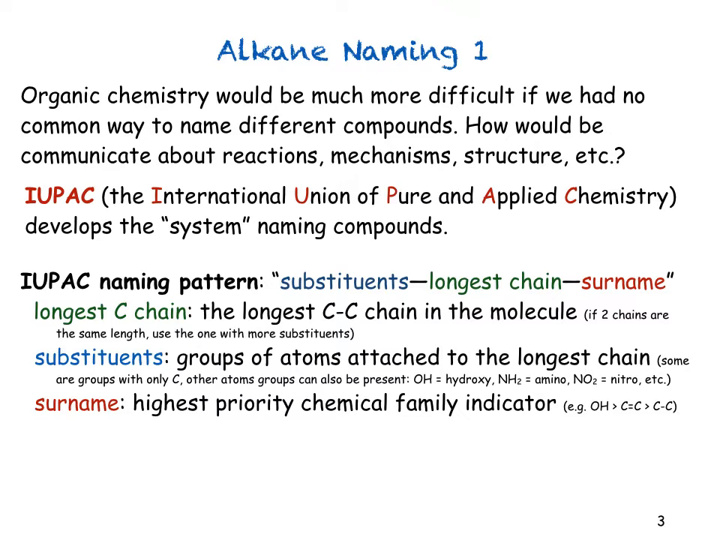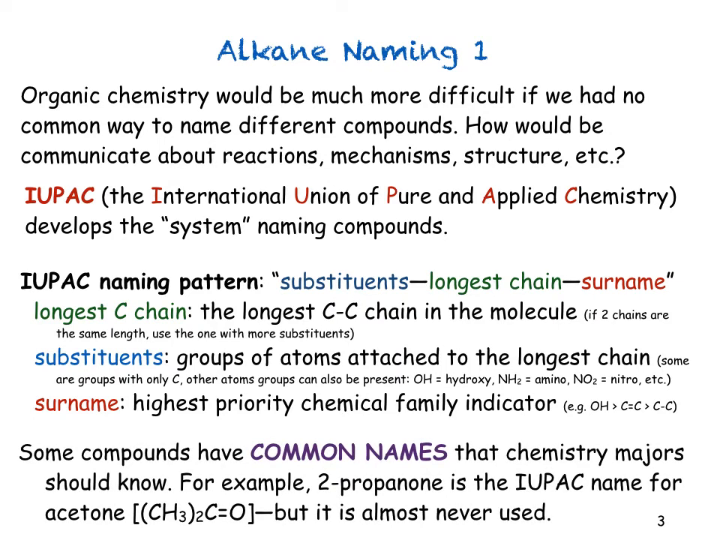Some of these are going to be only carbon and hydrogen, CH3 for example. Some of them might be other kinds of atoms, OH, NH2, NO2 for hydroxy, amino, and nitro, but we're going to name substituents. Then we're going to give it a surname, and that's going to be based on the family of compounds it belongs to, and that's related to what groups of atoms are connected to the longest chain: OHs, carbon-carbon double bonds, carbon-carbon single bonds.